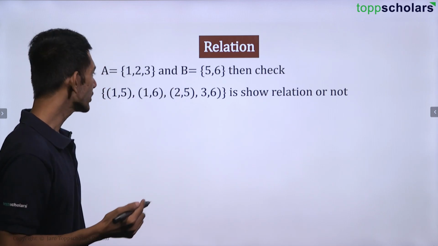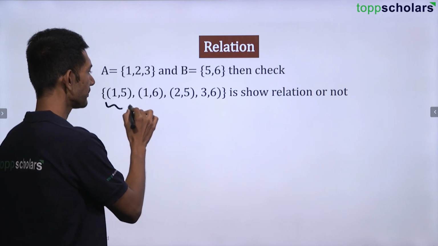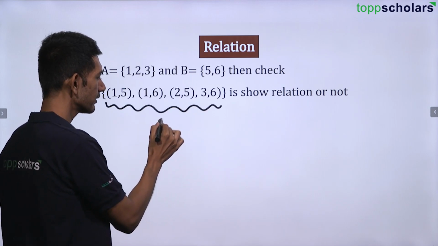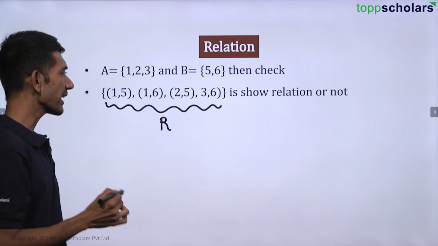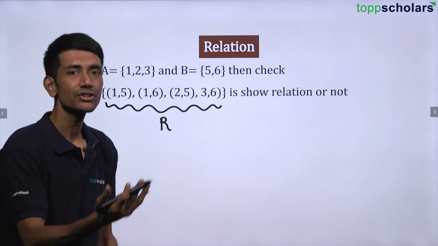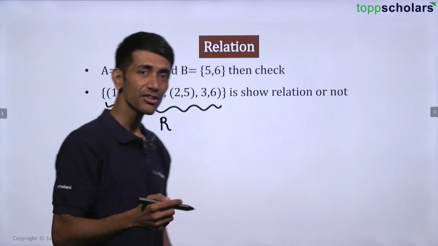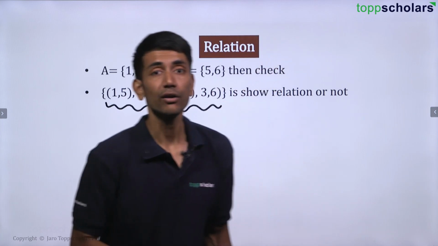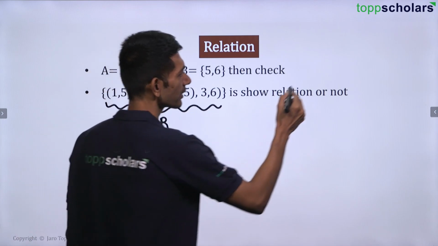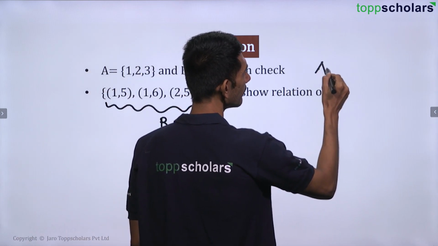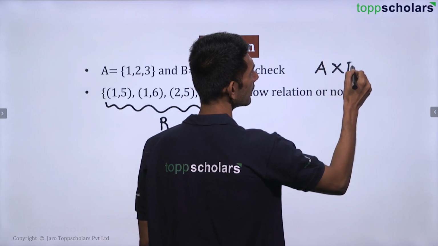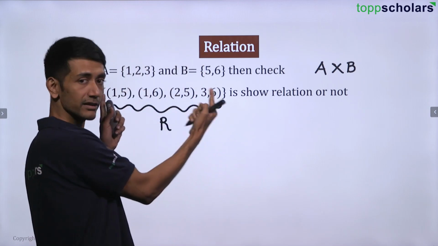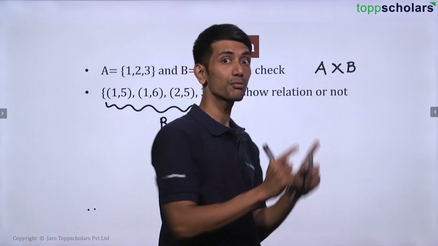Then we are supposed to check whether this particular set, this is again a set, right? This is a set of ordered pairs. Suppose this set is set R. We are supposed to check whether this set R is a relation or not. So we'll say a relation exists when R is a subset of A cross B. So firstly, our main task is what? Our task is to find out A cross B, right? Once we find out A cross B, then we will check whether this particular R is a subset of A cross B or not.